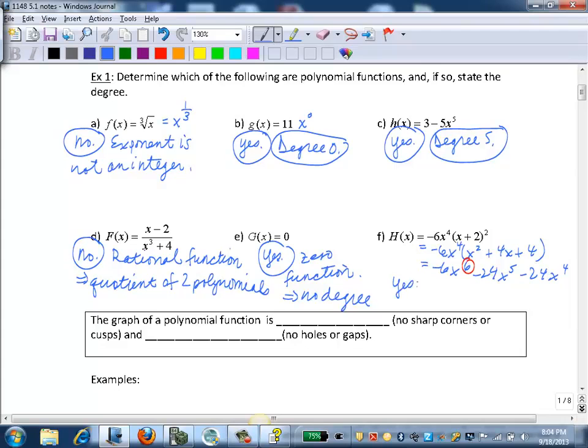So this, yes, is a polynomial function because all the exponents on the variables are non-negative integers, and we have degree 6.